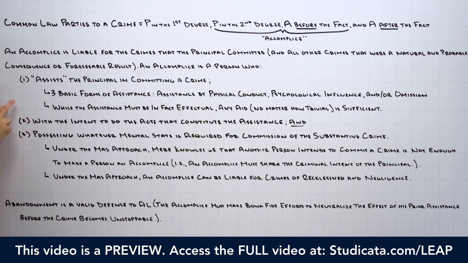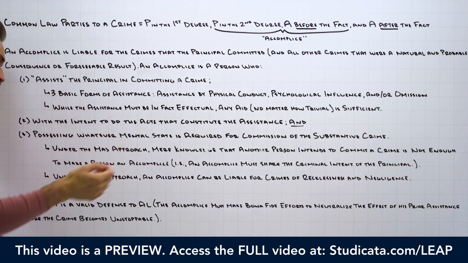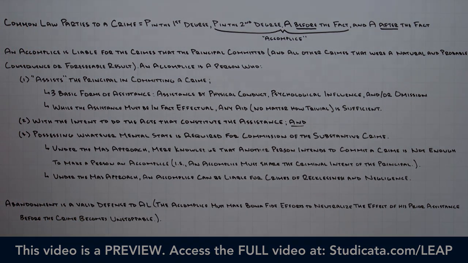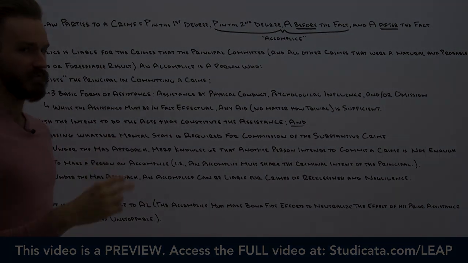The mens rea requirements are a little bit more difficult, right? And so, number one, when we think about the mental state requirements here for accomplice liability, it's kind of two intent requirements.